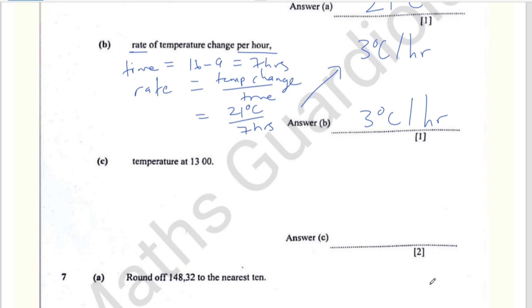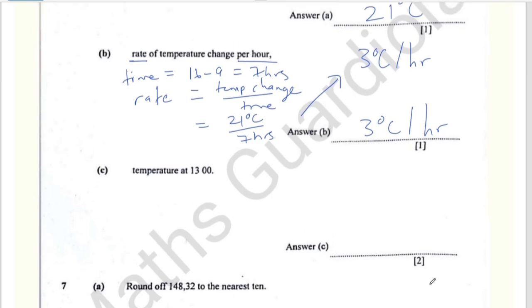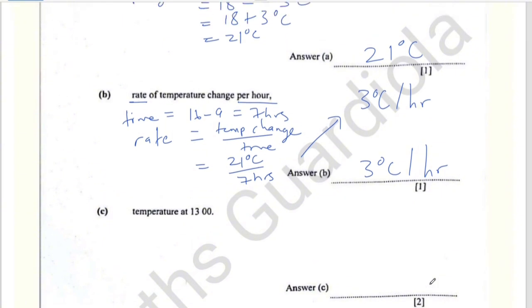Find the temperature at 1300 hours. Now, since we've been given the start time and the finish time and the rate at which the temperature was steadily changing, don't forget that steadily part, we can simply find the difference between the start time and this given time and multiply, or we can do the reverse, from the finish time minus this time, and multiply. Again, we'll still get the same answer. So how do we do it? Let's put that into writing.